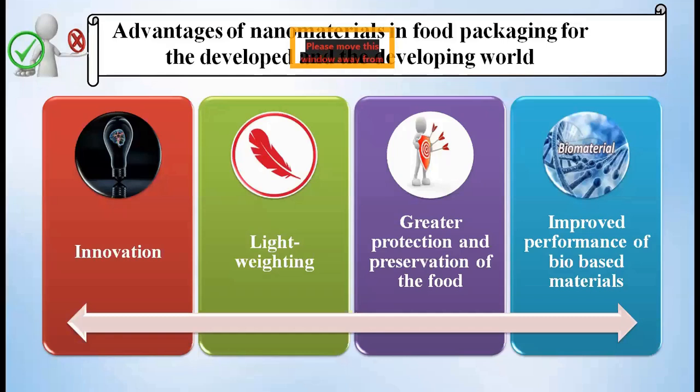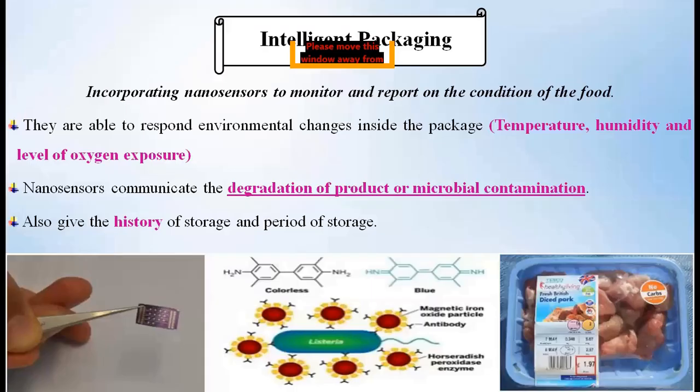Intelligent packaging. Now, our main topic starts. Intelligent packaging is the incorporation of nanosensors to monitor and report on the condition of food. That is how the package shows us. They communicate with the consumer by showing different colors on it. In the picture at the bottom right, there is a packed food with a label attached. On this label, there are sensors embedded which change color with time, and it shows whether the food is able to be consumed or not.